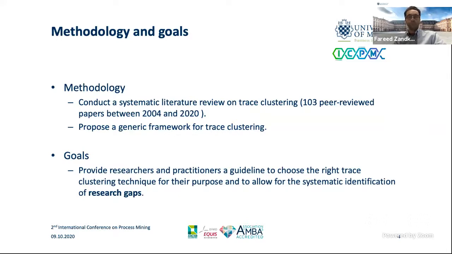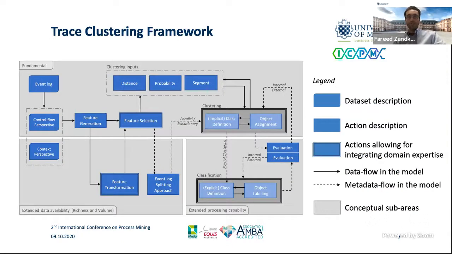2004 and 2020, sorry. Our initial goal was to provide researchers and practitioners with a guideline to choose the right trace clustering technique for their purpose and to allow for the systematic identification of research gaps. So let's start with the finished model first. In the next slide, we will discuss the blocks in detail.